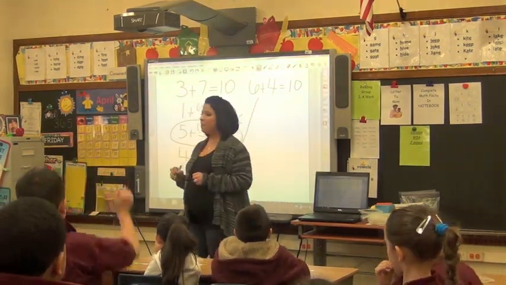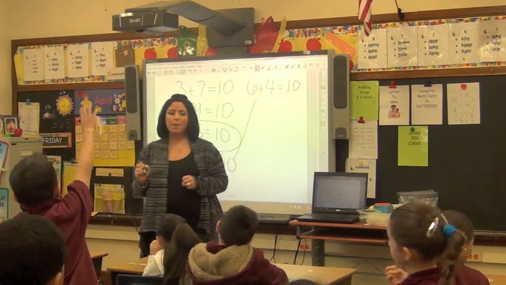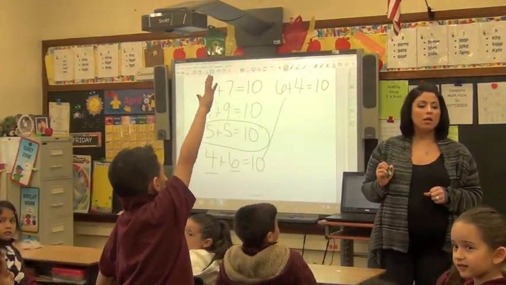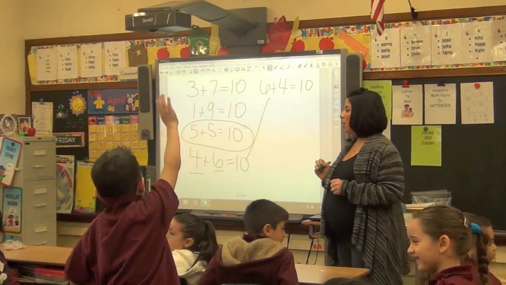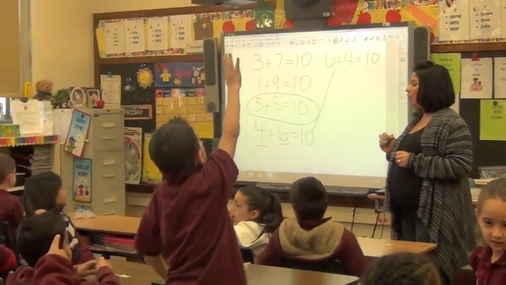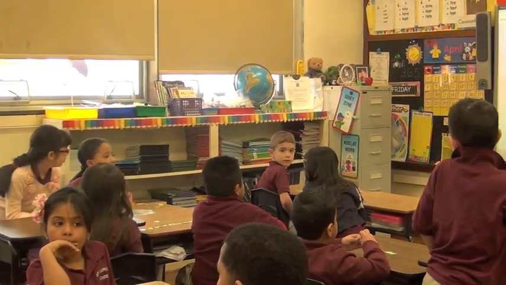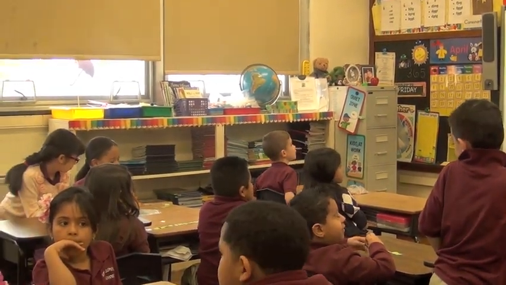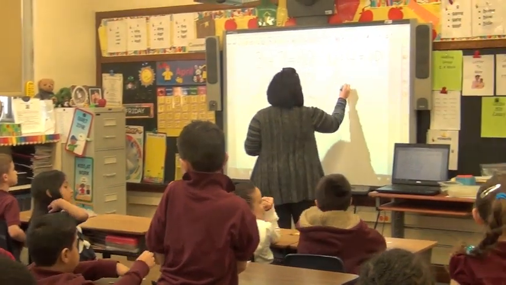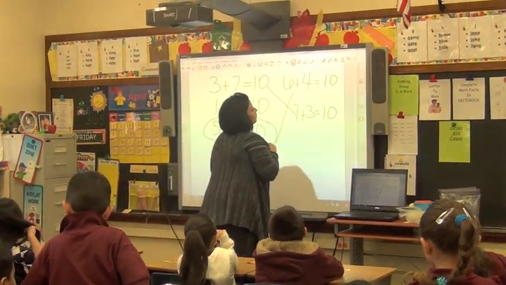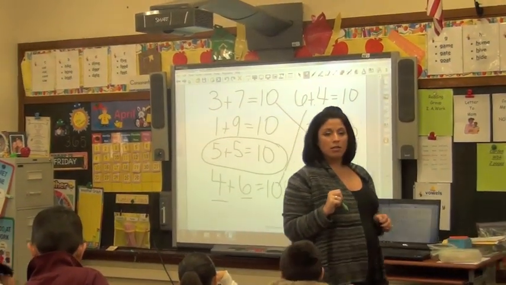There's that flip. Anyone else have something different? We don't, Alan. We should. Kiara, what do you have? We have 7 plus 3 equals 10. Very good. 7 plus 3 equals 10. And that's what, boys and girls? Flip. Our flip.